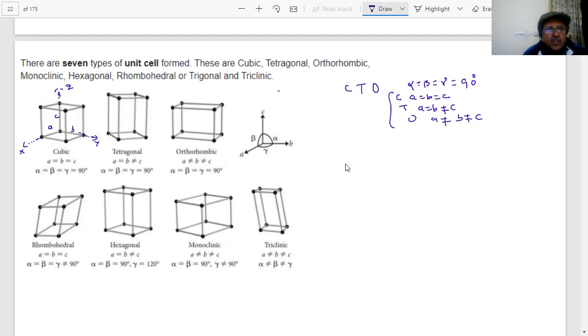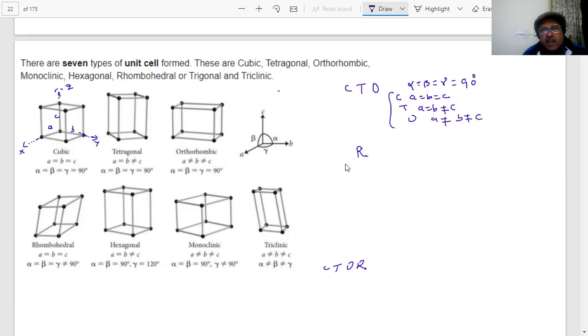Okay. Next, you have rhombohedral. Rhombohedral. I will put it here so that there is some way to remember them. Next is R, students. R is what? Rhombo. Rhombohedral.